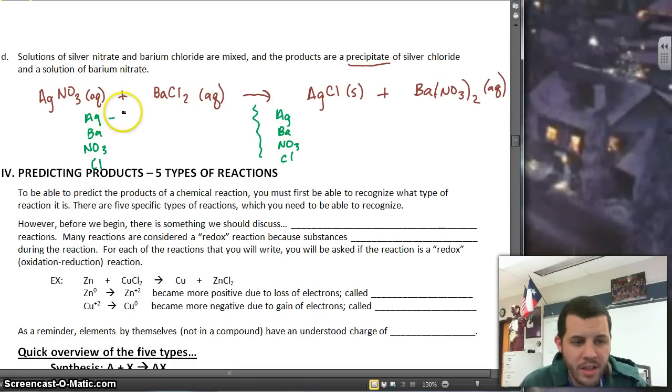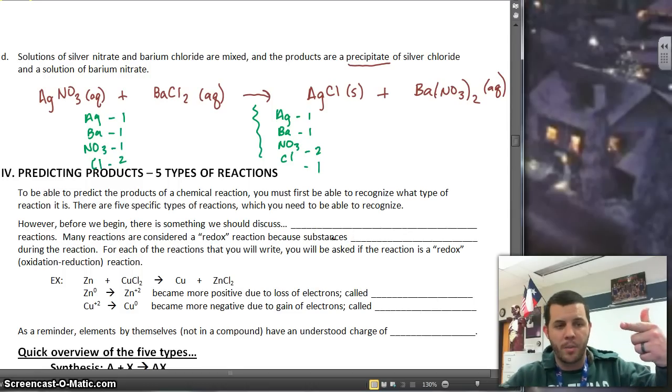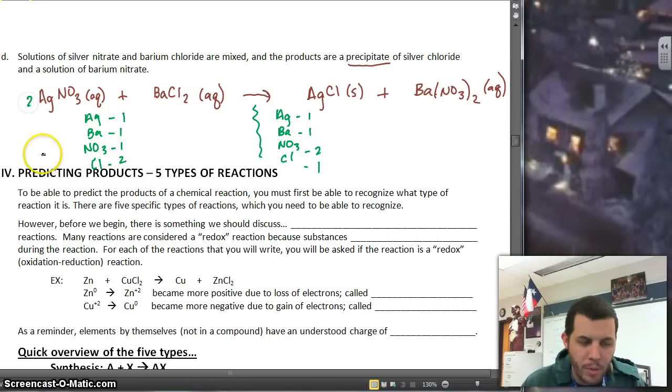I've got 1 silver. I've got 1 barium. I've got 1 nitrate. I've got 2 chlorides. On the other side, silver, I've got 1. Barium, I've got 1. Nitrate, I've got 2. Chlorine, I've got 1. So let's see how to fix this. Silver's good. Got 1 and 1. Barium's good. Got 1 and 1. Nitrate is my issue. So let's go ahead and plug in a 2 right there. That's going to fix my nitrate issue.